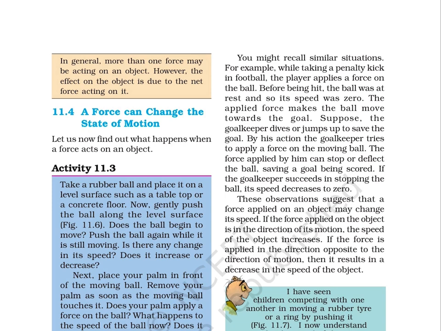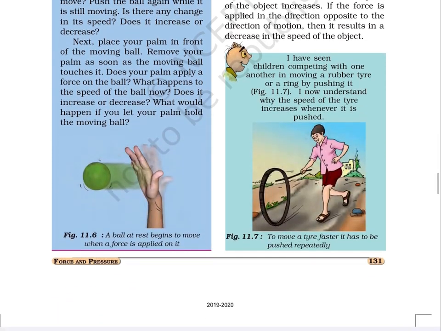If the force is applied in the direction opposite to the direction of motion, then it results in a decrease in the speed of the object. Bujo says, I have seen children competing with one another in moving a rubber tire or a ring by pushing it, as shown in figure 11.7. I now understand why the speed of the tire increases whenever it is pushed. Figure 11.7. To move a tire faster, it has to be pushed repeatedly.